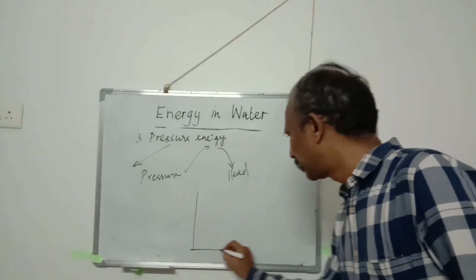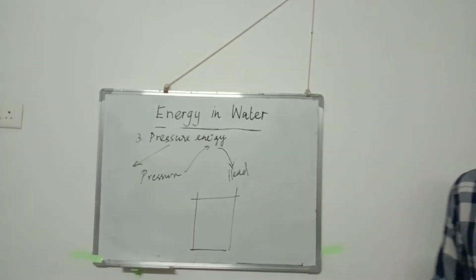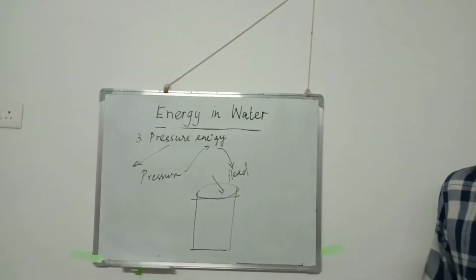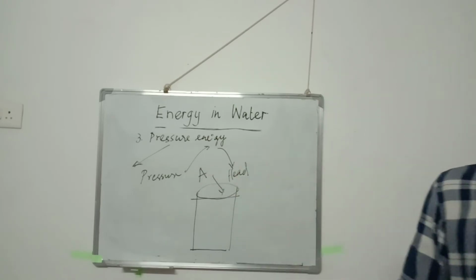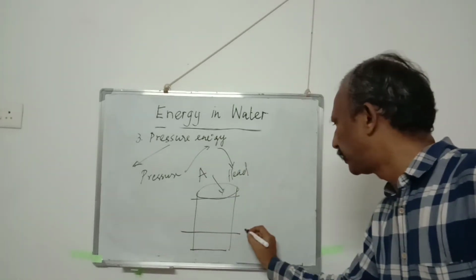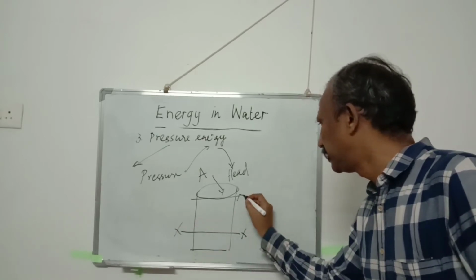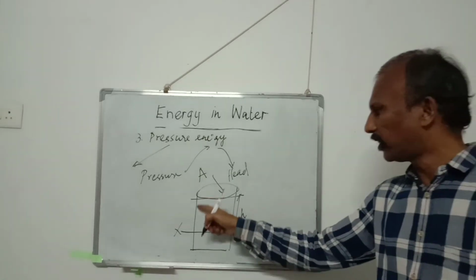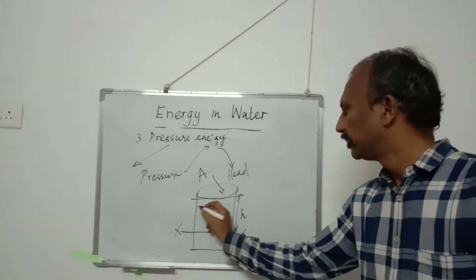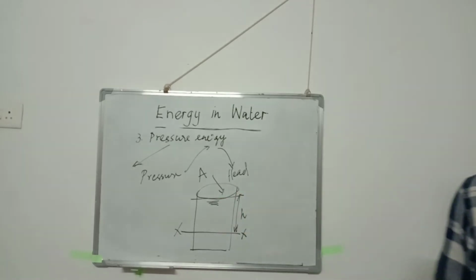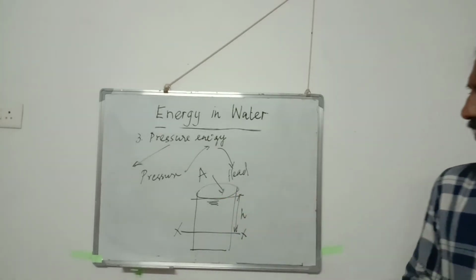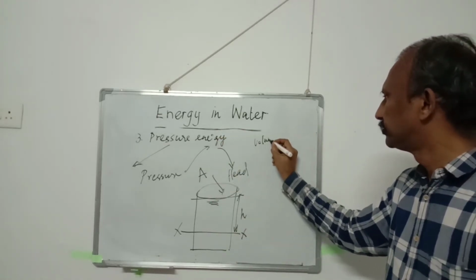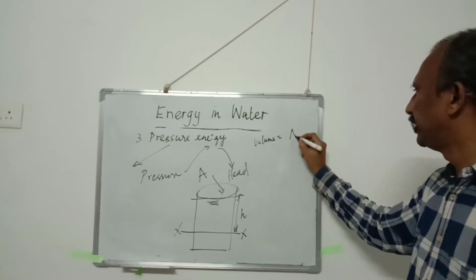We all know about pressure very well. I have taken a container of a circular cross section. Let us say A is the area of cross section. I will take a plane XX, at a height of h. Let us say it is filled with water. What is the volume of water above this plane? The volume above this plane is A into h.